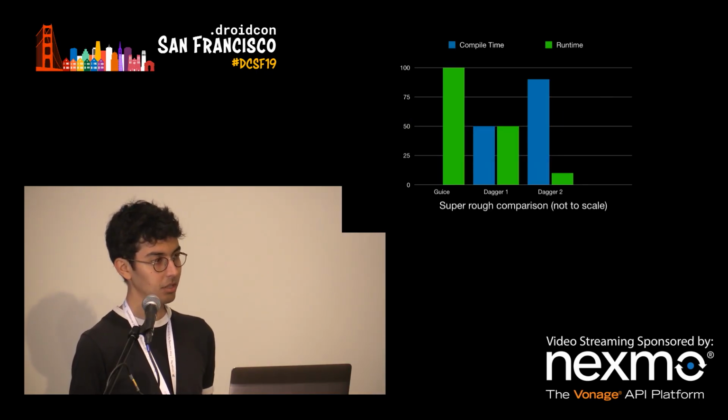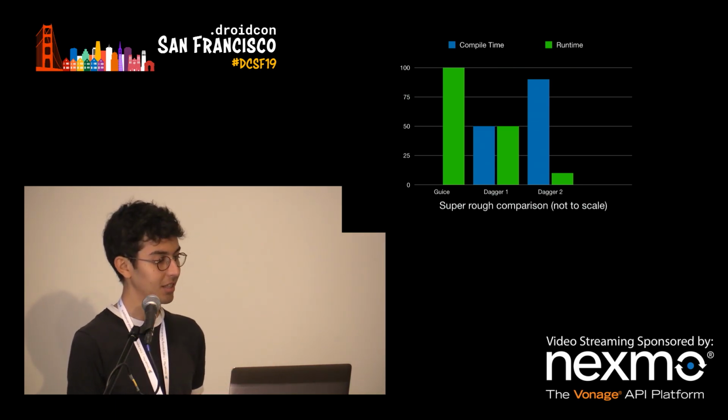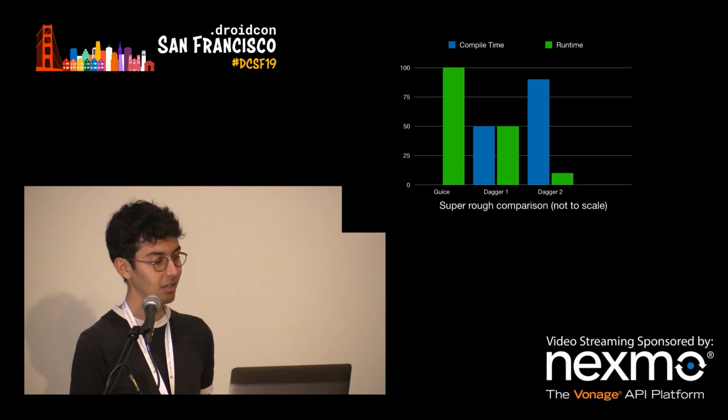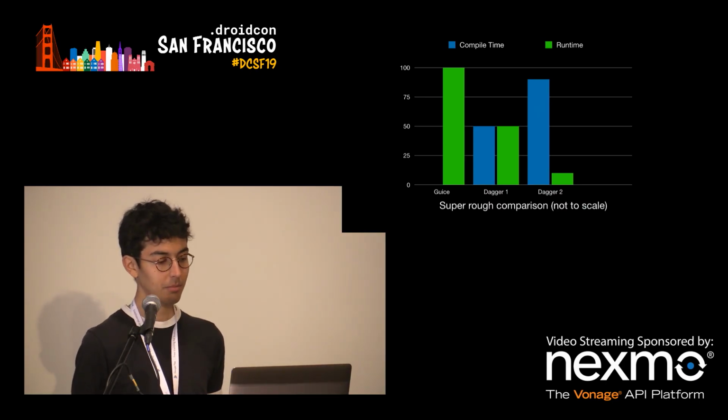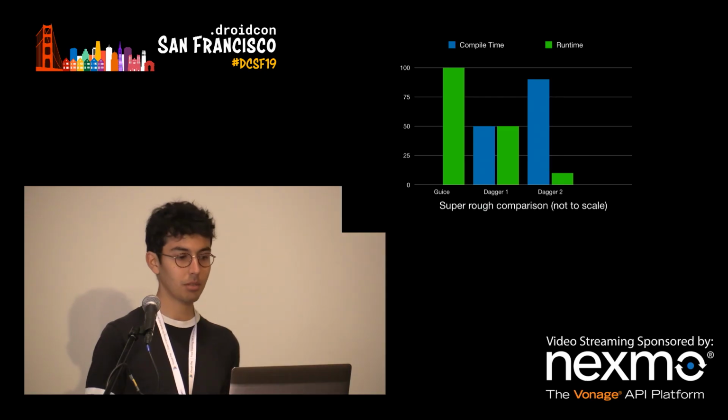This is a super rough comparison. It's not like Guice is 100% runtime and Dagger 1 is half compile time, half runtime. That's not really what it is. It's just to show you that Dagger 2 does almost everything at compile time, and Dagger 1 does some things at runtime, some things at compile time.